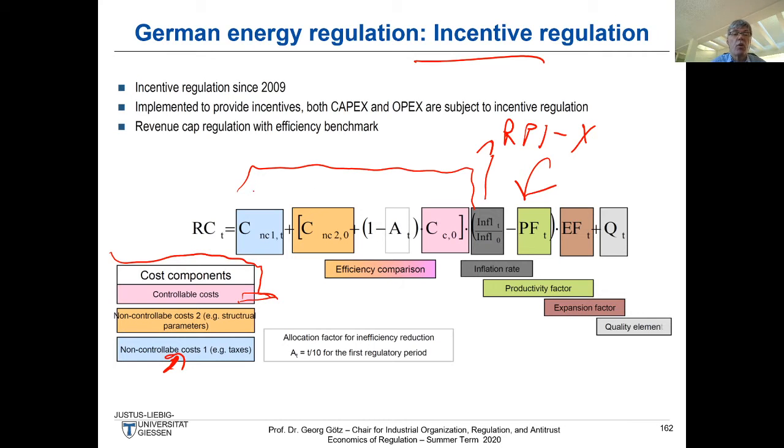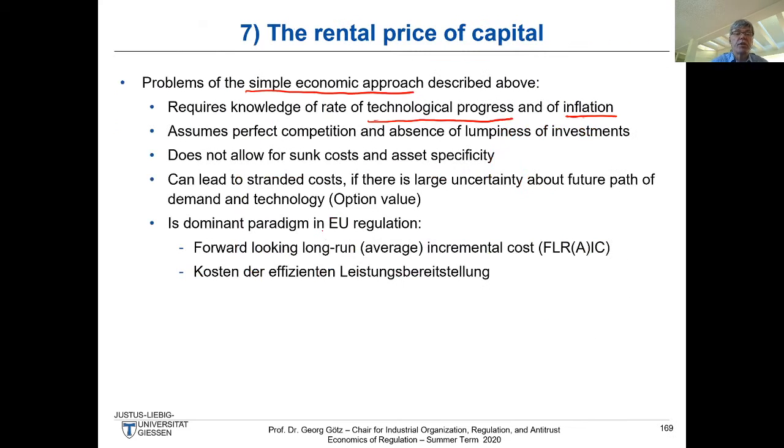So it's rather complicated to come up with an appropriate measure of technological progress. Furthermore, it assumes perfect competition and the absence of lumpiness of investments here. It also does not allow for sunk cost and asset specificity.